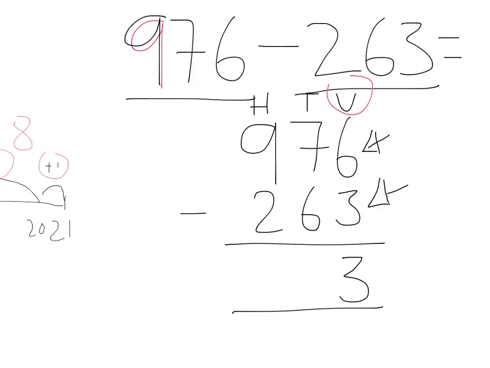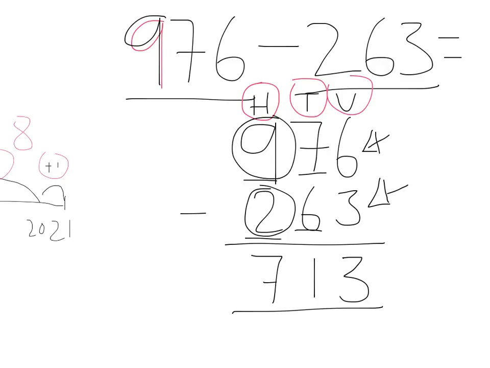Then we look at the tens column. 7 subtract 6 is 1. And finally, onto the hundreds column, we look at 9 subtract 2, and that is 7. If we can't think about how to do it, we could just count on. We can put 2 into our heads and we can count up to 9. Let's try that. 2, 3, 4, 5, 6, 7, 8, 9. And by using my fingers, I can tell that I've got 7 gaps.